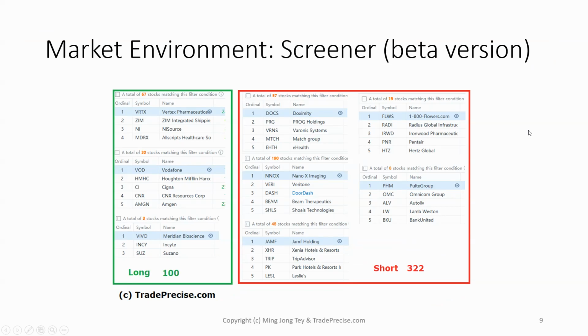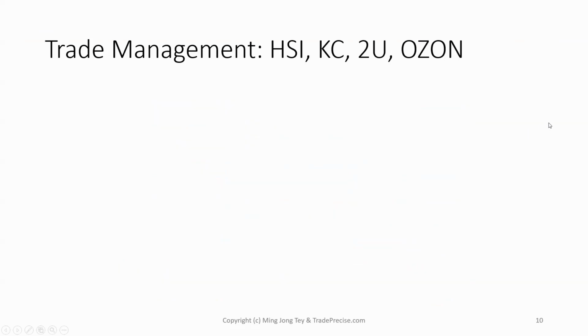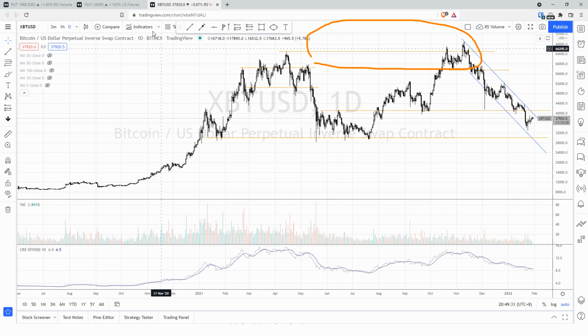Okay, next one. So these are the ongoing trades that I think I covered in my previous session. I covered Hang Seng Index last week for the swing trade. I think it's a reversal trade, and also Kingsoft, 2U, and Ozone from maybe a month or 3 weeks ago. So how do we actually manage these short, bearish stocks which are currently in a position, if we anticipate the market is going to rebound?